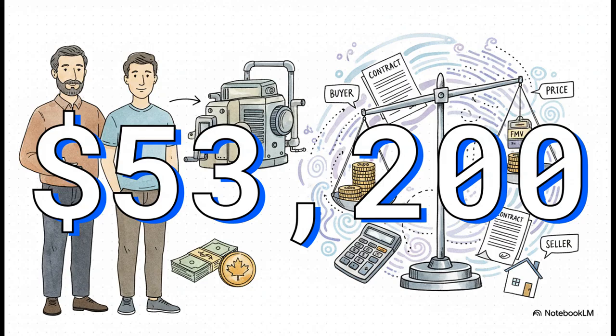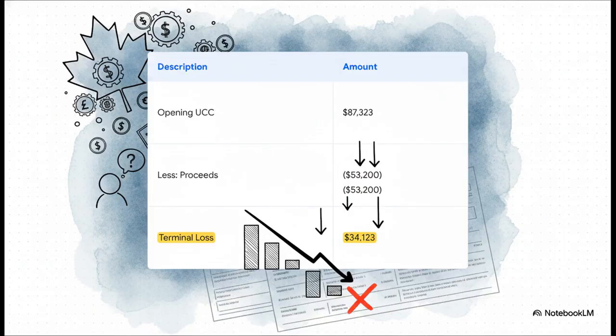Now, this is a really important detail. For all of our examples today, the transfer price is the same as the asset's fair market value. That means it's the price that two strangers would agree upon in an open market. So, how does this affect Joey's tax return? Well, we start with his UCC of about $87,000, and we subtract the $53,000 he received from his dad. This leaves a difference of $34,123.